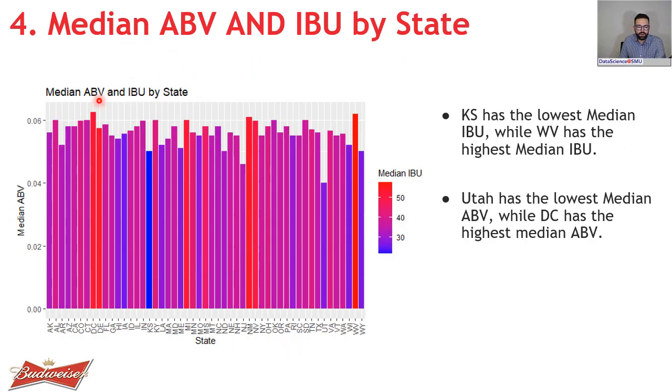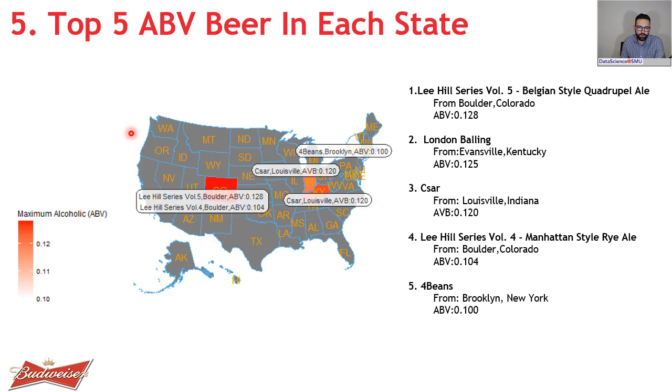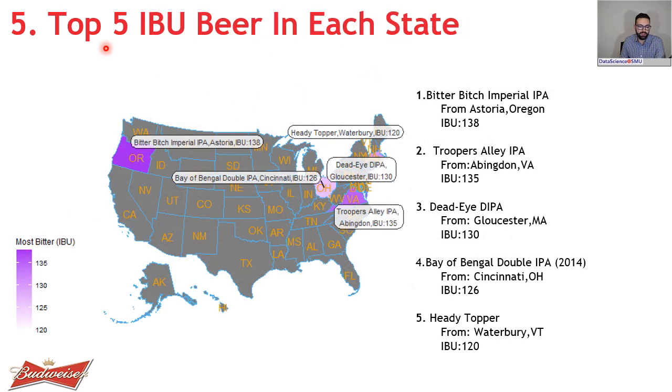In this slide, we are explaining the median ABV and IBU by state. This information can become very strategic for Budweiser, and we are going to explain why. For example, here we have the top 5 ABV beers in each state, and in this map we have the top 5 IBU beers in each state. So they can design a strategy in each of these states.